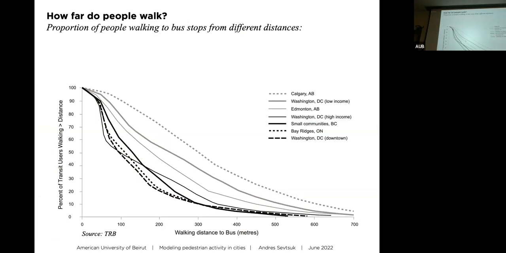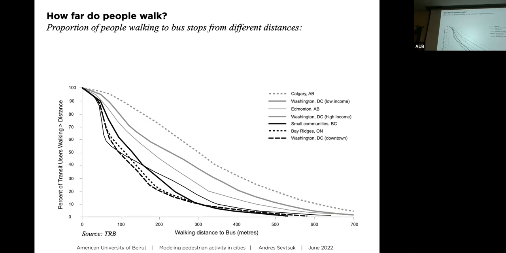Here's a chart that shows how far people are willing to walk to get to a bus stop in the North American context. What's important about this chart is that this data comes from different cities: Washington, Edmonton, Calgary, Bay Ridges, some small communities in British Columbia, etc. There are two very important commonalities in this chart.